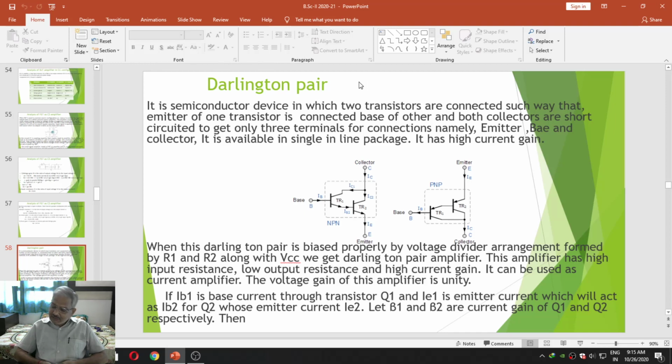Darlington pair, as the name itself suggests: Darling means who loves each other. Pair means there should be two things which are necessary to love each other. And something like that is going to be present in this particular pair, and that's why we can call this type of special device a Darlington pair.